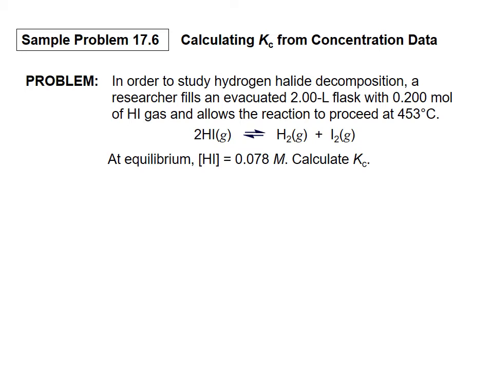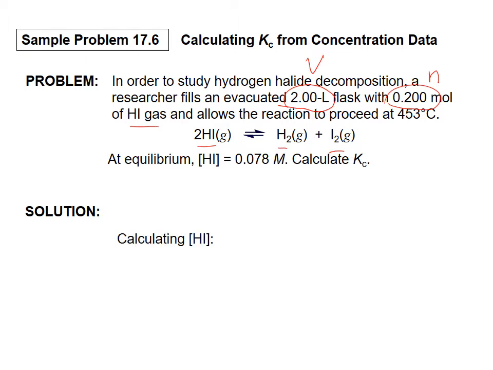Sample problem 17.6. A reaction: hydrogen iodide decomposes into hydrogen and iodine. A researcher fills an evacuated 2-liter flask with 0.2 moles of hydrogen iodide. Compared to the last question, this is not about pressure but about concentration. We have volume and number of moles, so number of moles divided by volume gives you the concentration.